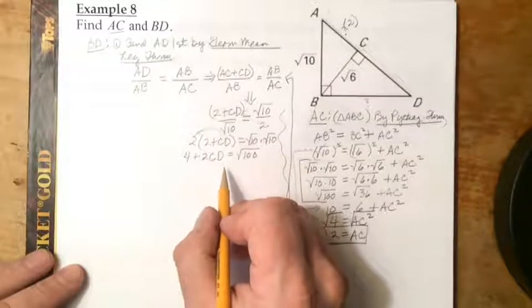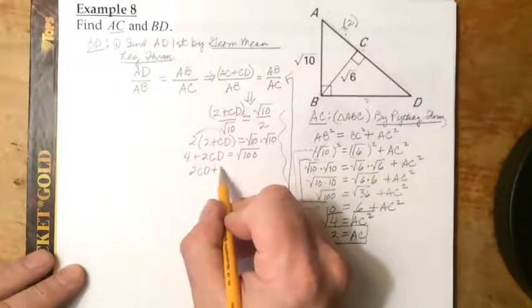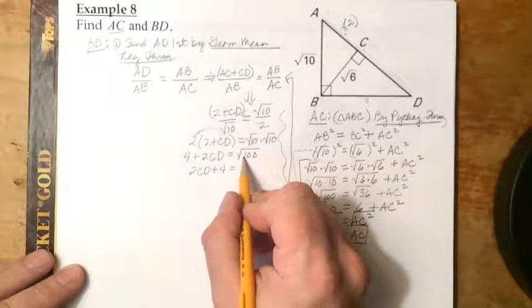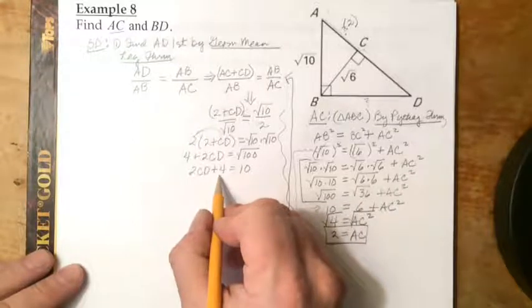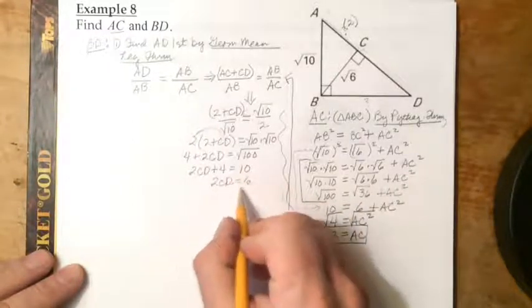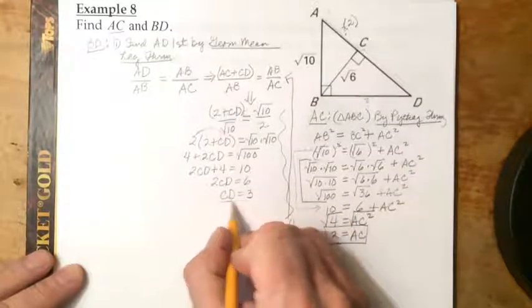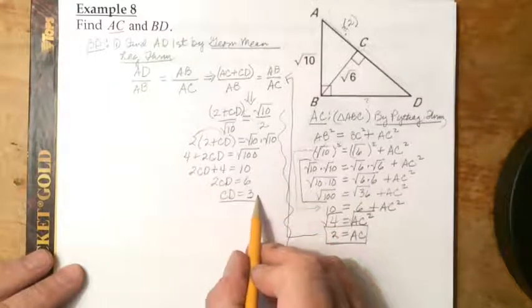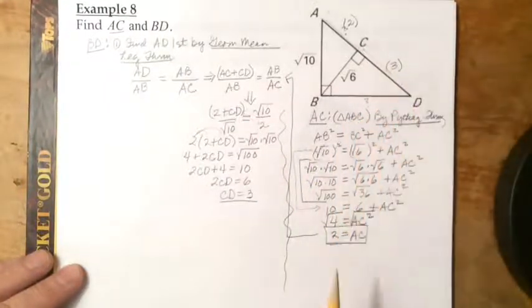And then simplifying further, this would be 2CD plus 4 equals the square root of 100, which is 10. Now you've just got a two-step linear equation. So subtract 4 from both sides. 2CD equals 6, and then divide both sides by 2, and CD is equal to 3. Now that we know what CD is, I'm going to put it over here, in parentheses.